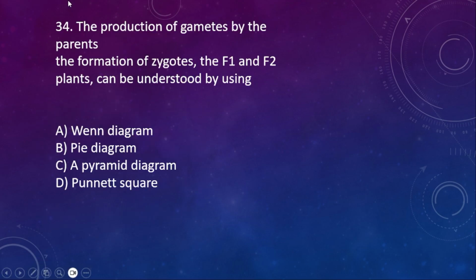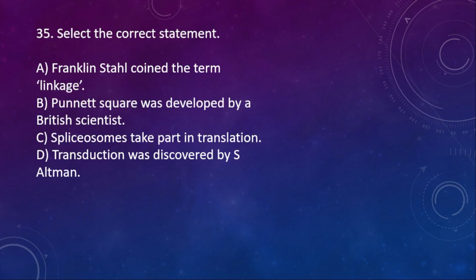34th one, the production of gametes by the parents, the formation of zygote, the F1 and F2 plants can be understood by using A, Venn diagram, B, pie diagram, C, a pyramid diagram, and then D, Punnett square. Here the right option is option D, Punnett square.